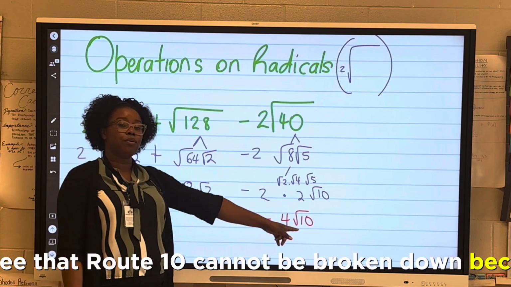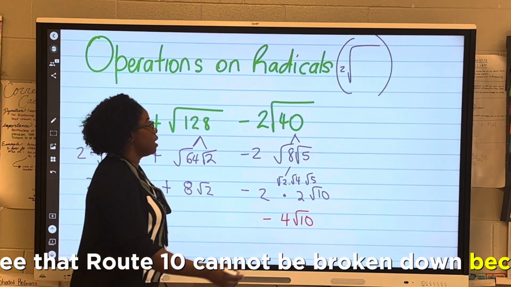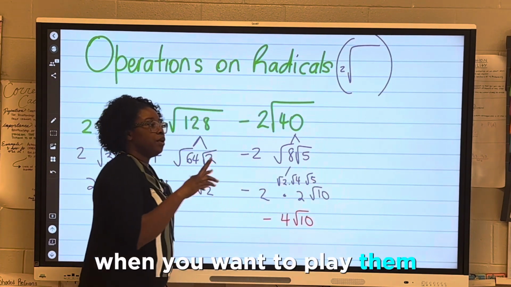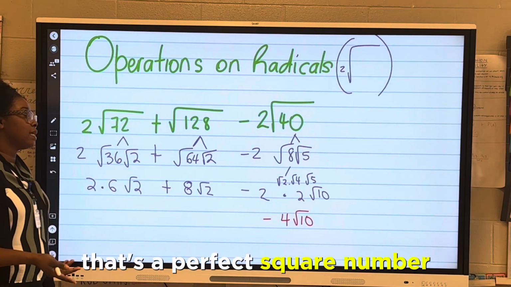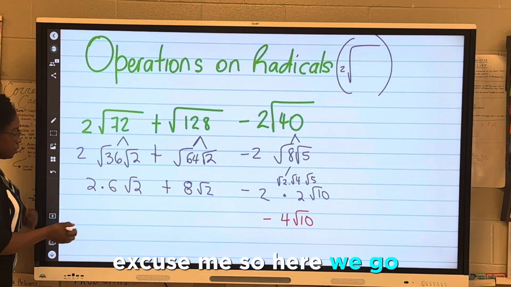Right here we see that root 10 cannot be broken down, because there are no 2 factors that, when you multiply them, will give you 10 and are a perfect square number. So here we go.